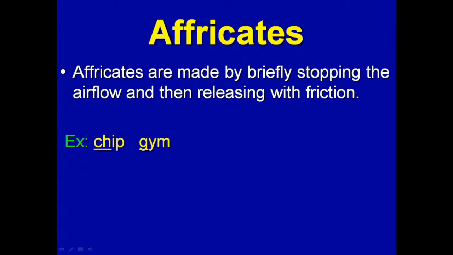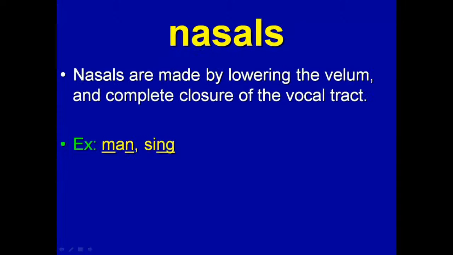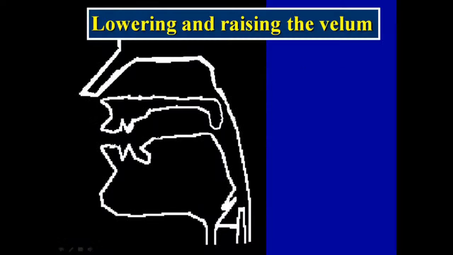Another manner of articulation is affricate. What is an affricate sound? It is a stop followed by a fricative sound. And they have got more or less the same place of articulation. Okay, so we have got chip and gym. Ch in chip, j in gym. Okay, nasals. Nasals are made by lowering the velum and complete closure of the vocal tract. Man, m and n in man, and ng in sing. So these are nasals. This is another manner of articulation.